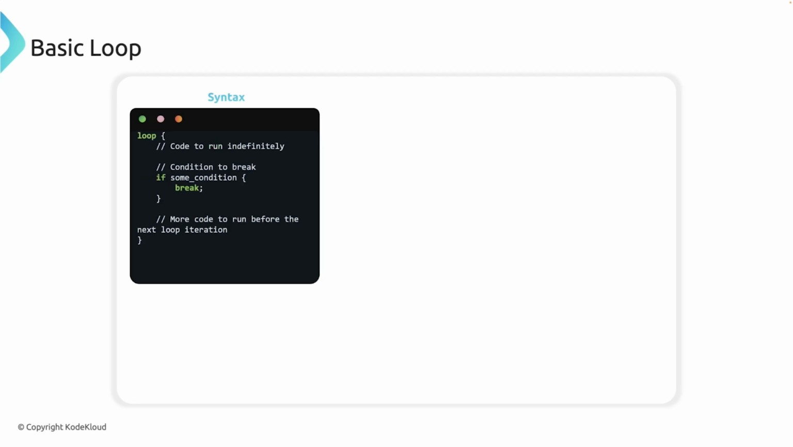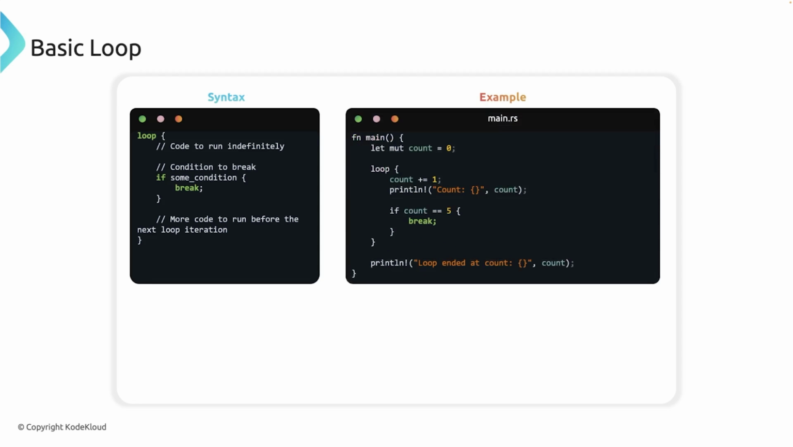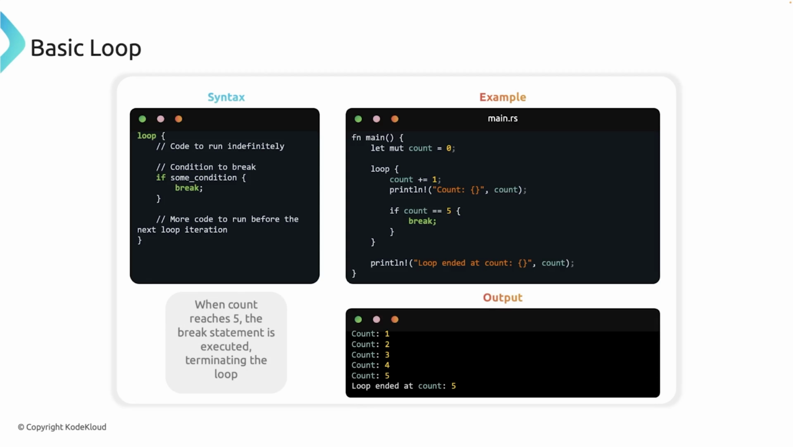And this is how the syntax will look like if you want to add a break statement. Break out of the loop, you can use the break keyword, and you can use the control structures like if, else if to specify the break condition. Let's look at this example. So over here we have a loop that's running and it's incrementing the count variable and printing its value. But when the count reaches 5, the break statement is executed, terminating the loop. And this is how the final output is going to look like.